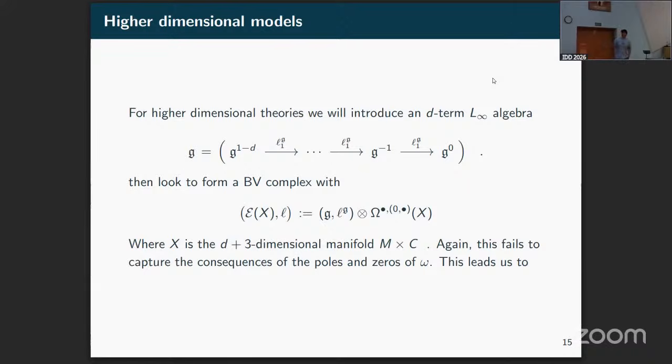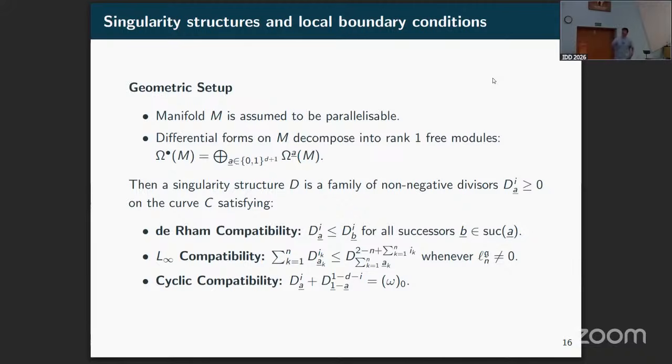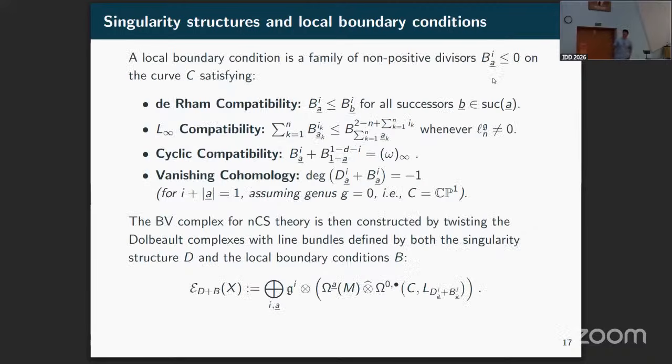I might have to maybe run to the punchline. You can construct these things, and yeah, so the geometric setup is as follows. You have some manifold that's parallelizable. You define some singularity structure in the same way, as this is just giving poles to our physical fields, and you have to do them consistently, which is what these conditions are.